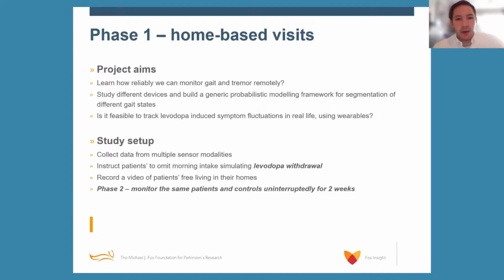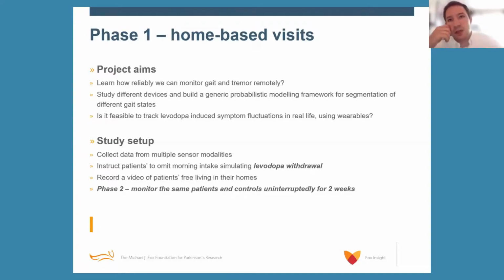Now, to do that, we went about phase 1 of the home-based visits of the Parkinson's at home study, where we were aiming to learn how we can reliably monitor gait and tremor. And we're going to be doing this by developing some Bayesian nonparametric graphical models. Then we studied different devices and built a generic probabilistic model framework for segmentation of different gait states and different tremor states, training them robustly using some novel robust MCMC ideas. And then we went about thinking, is it feasible to track levodopa-induced fluctuations in real life using wearables?